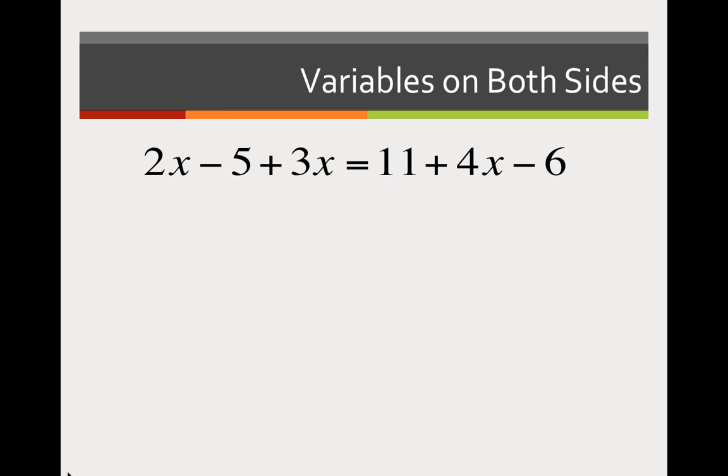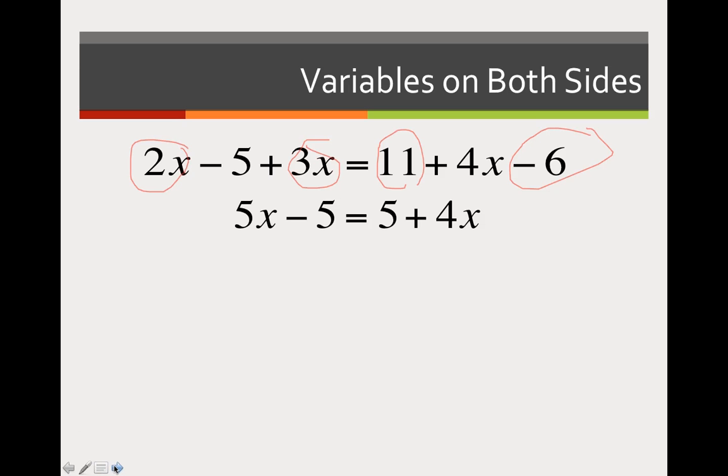Okay, here's a more complex problem. With this problem, before we start trying to get rid of stuff, we need to combine it. So here we can see we can take the 2x and the 3x and add those together on the left side. On the right side, we can take the 11 and the -6 and bring those together. And so that's going to give us 5x minus 5. And then, of course, 11 minus 6 is 5, plus 4x. From there, we can either subtract 5 or add 5 to both sides.